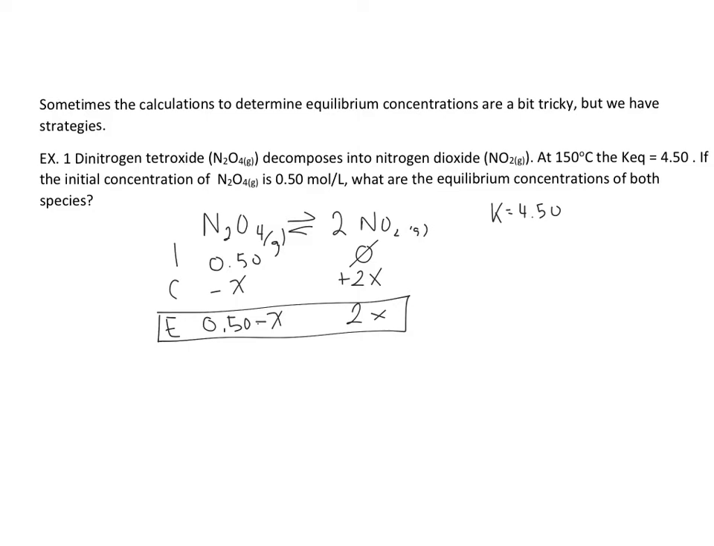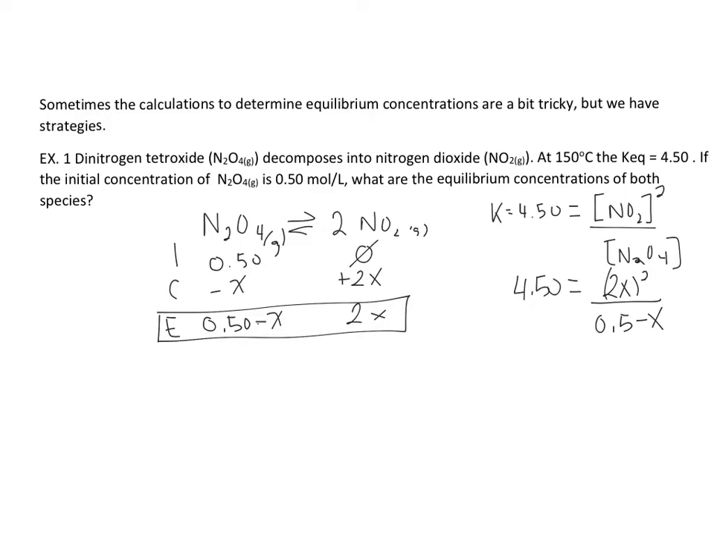All right, so our K expression is equal to the concentration of NO2, second order, over N2O4. So we're going to substitute in our values. We have 2x all squared over 0.5 minus x is equal to 4.5.